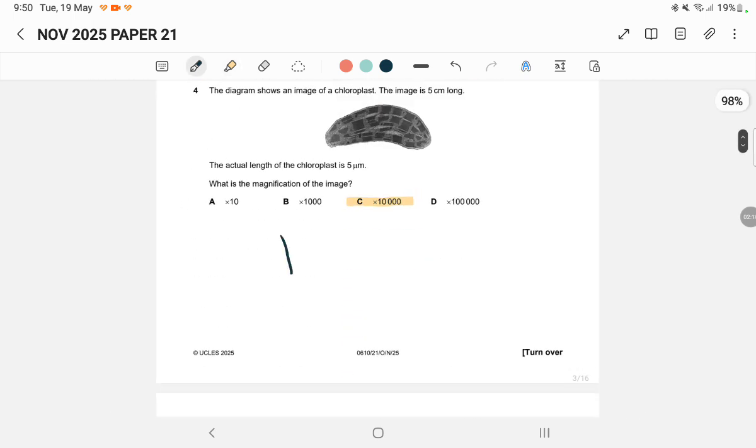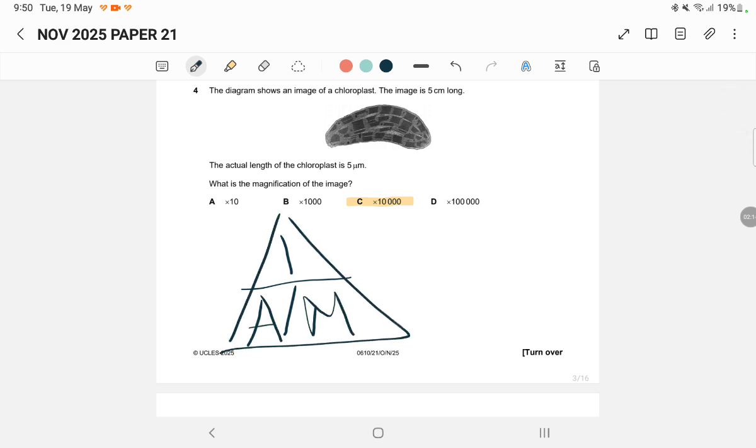Now how to get this? We have the formula I A M, and you can use this basic triangle and just calculate. Remember that M is equal to I divided by A. So where is the image length? The image length is 5 centimeter and the actual length is 5 micrometer. So basically if you make it like that, you will get the answer 1.